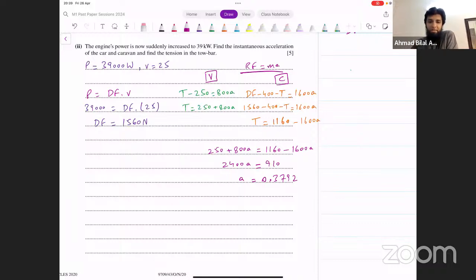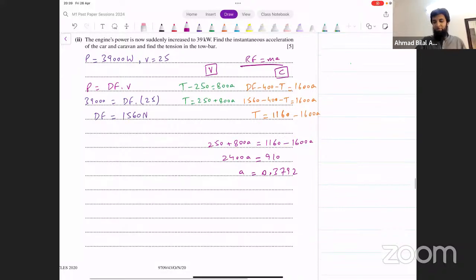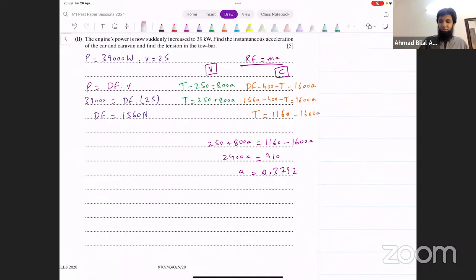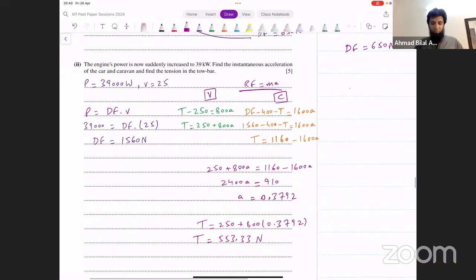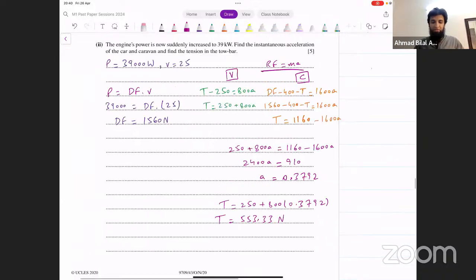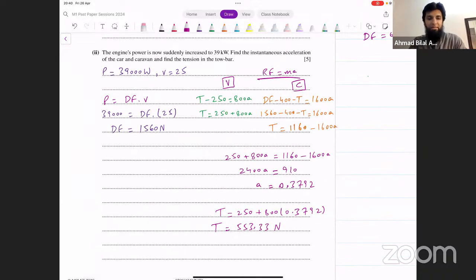Okay, we found the acceleration. Once you've got the acceleration, you can put this back in the tension equation to get the corresponding value for tension. Tension equals 250 plus 800 into 0.3792, and that should give us the result. That's 553.33 Newton. That's the value of tension that we were looking for. Okay, so we have both the tension and acceleration from this. Make sense?